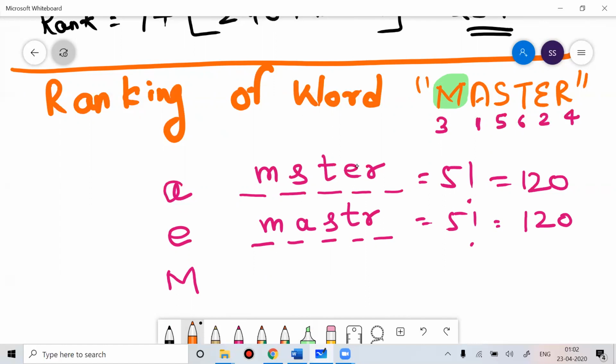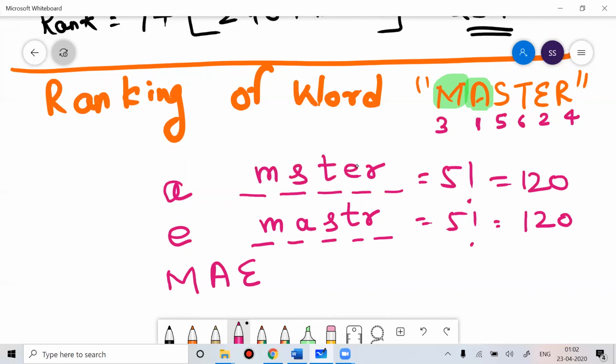Okay. Now after M, which letter will come? Dictionary wise, A. What do you want? I want A only. So it means I am getting that. Okay. After A in dictionary, which letter will come?